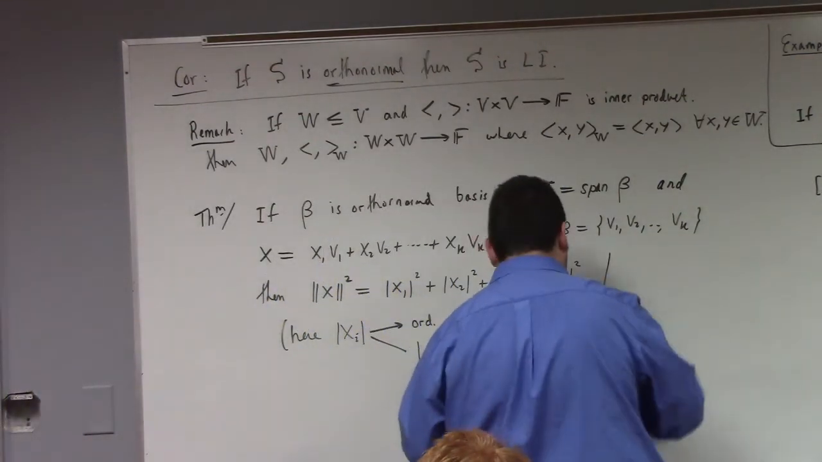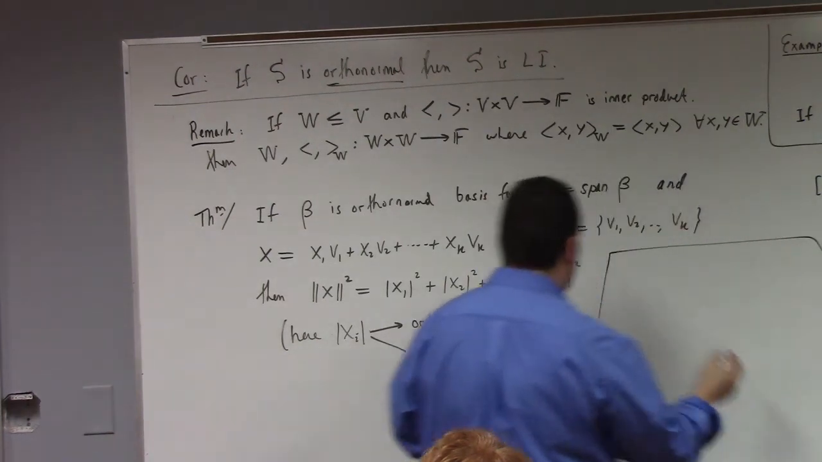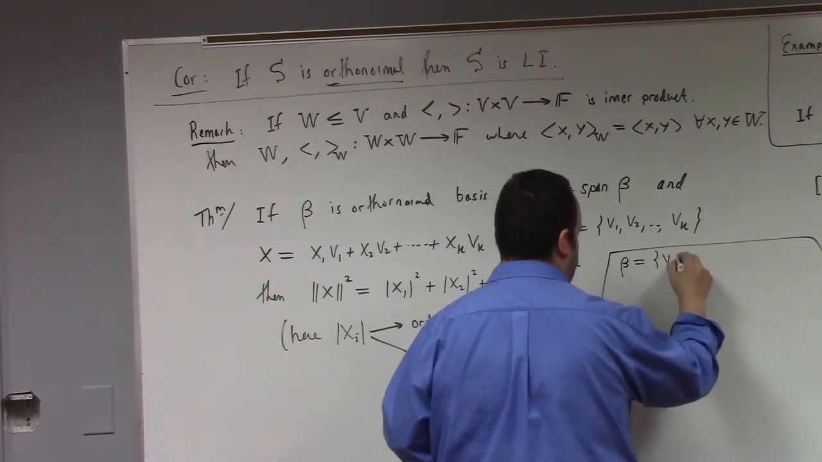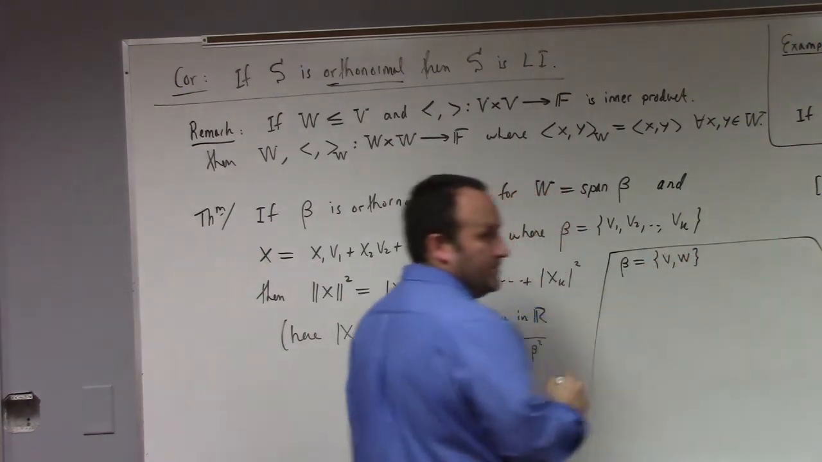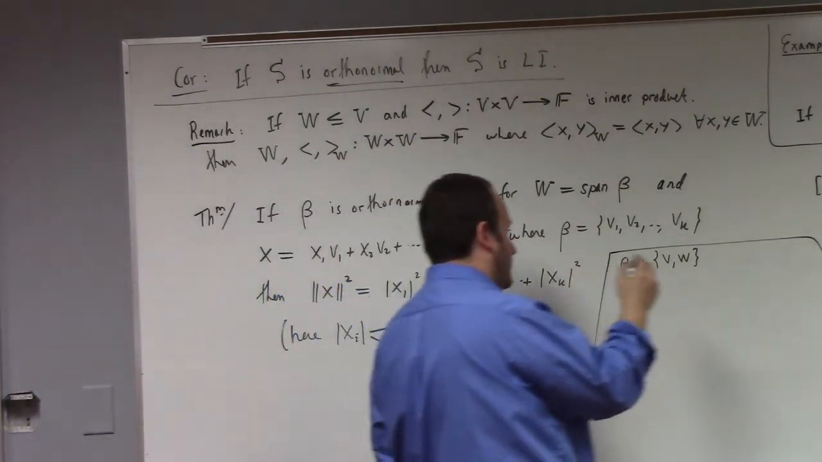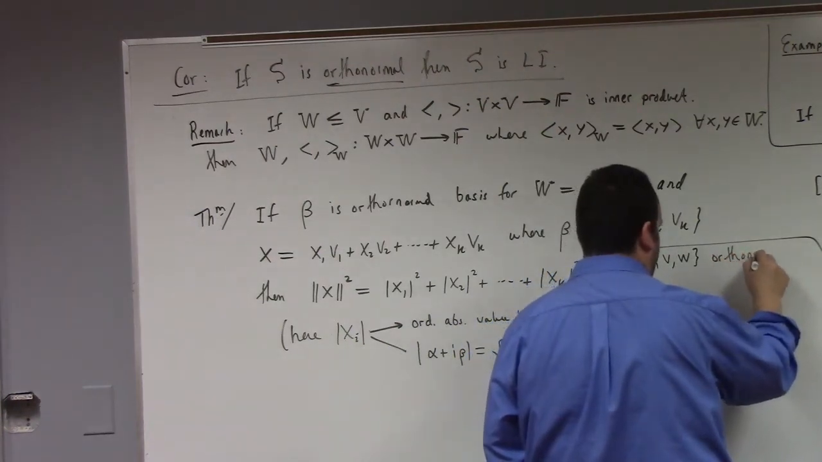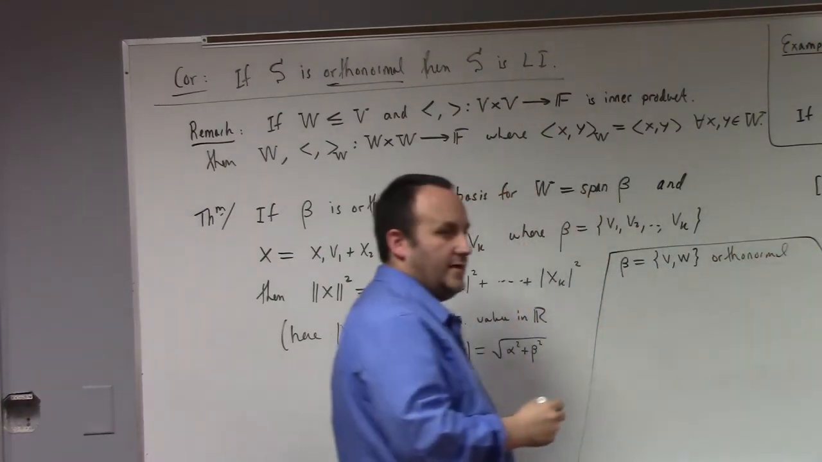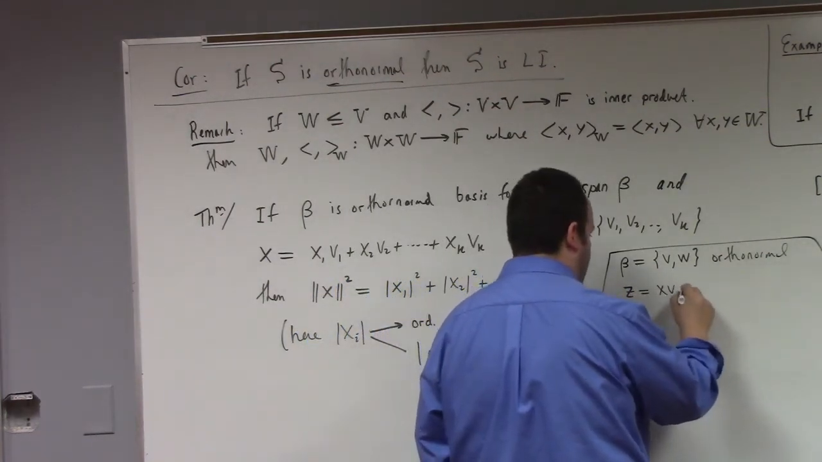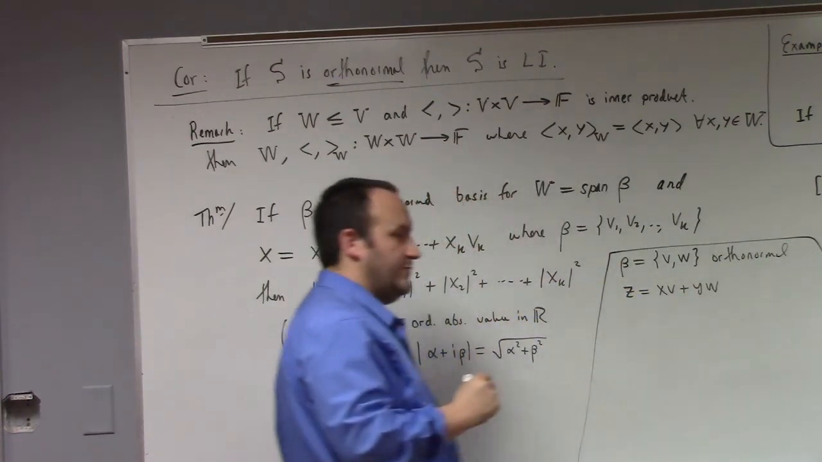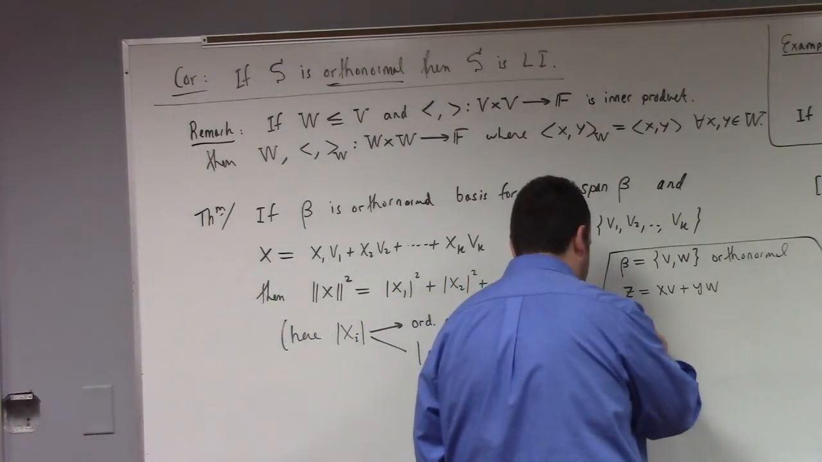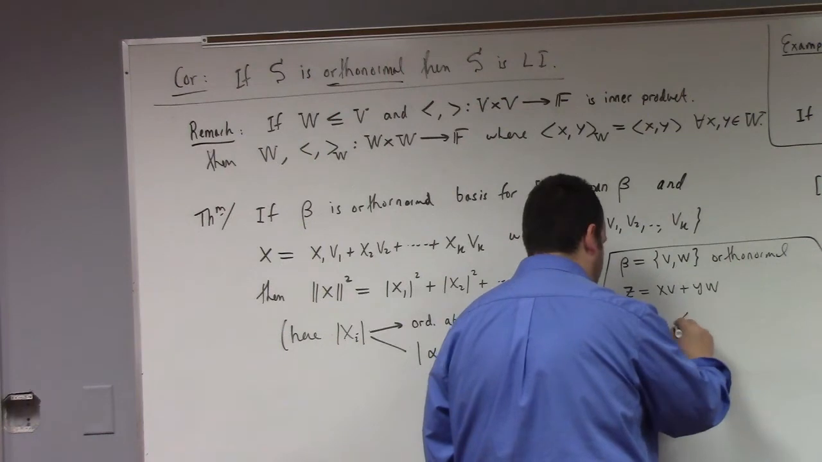I will not prove this in general because, well, I'm lazy. But let's prove it for two things. Let's call the two things v and w. Suppose you have v and w orthonormal. And let's look at z equal to xv plus yw, and I want to look at the length of z. The length of z squared is what? It is the inner product of z and z.